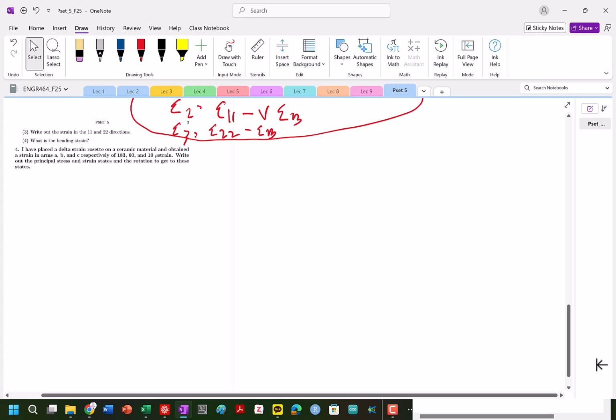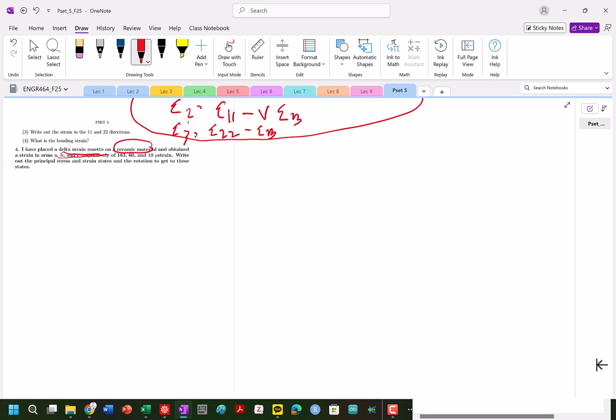Plated a delta strain rosette on a ceramic material, obtained strains in arm A, B, and C respectively of this, this, and this. Write out the principal stress and strain states. We're going to actually ignore the principal stress states. You can do those, but we're not really that interested in it. Do it for fun if you want. We will do the principal strain states and a rotation to get to those states.